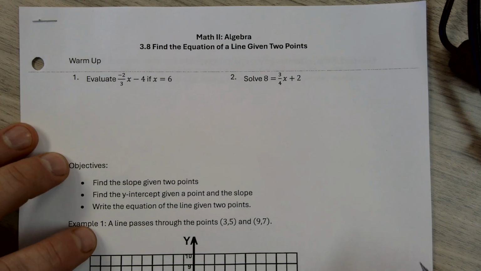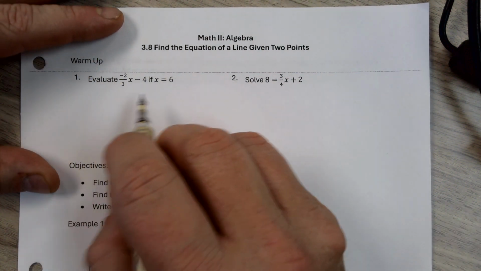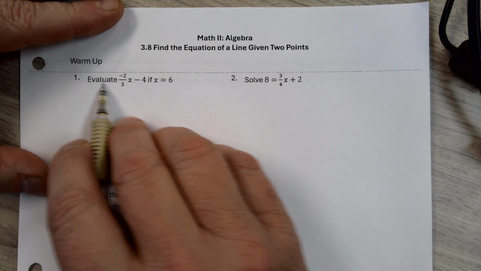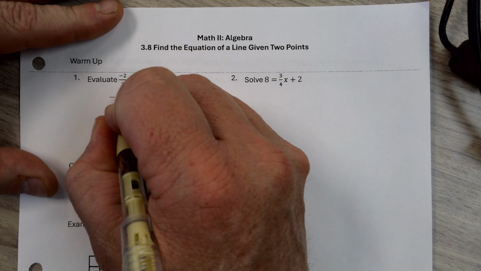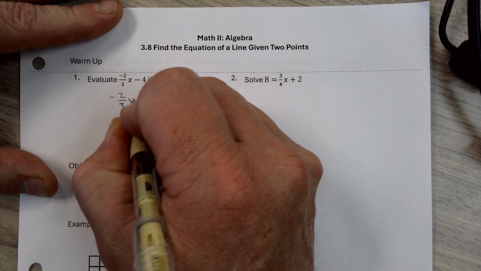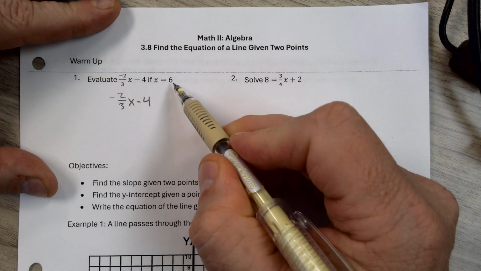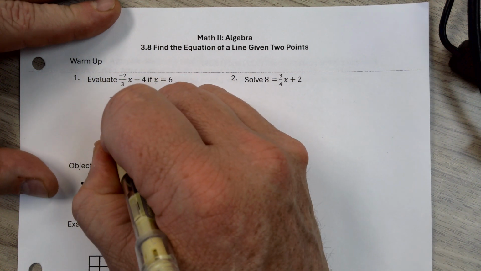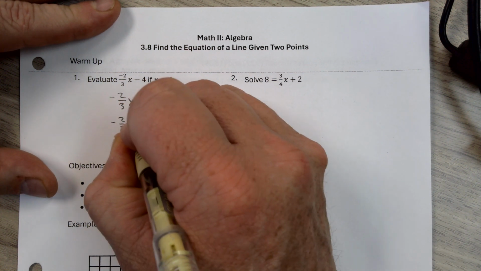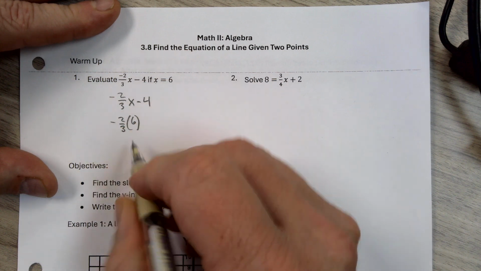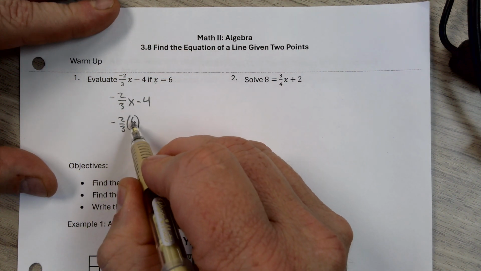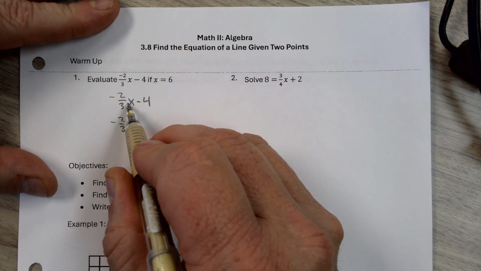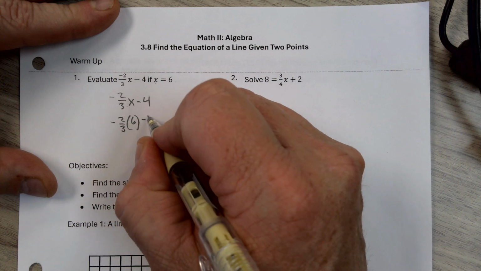see how you did. Alright, so for this first problem here, this is saying to evaluate, so we're going to take this expression of negative 2/3 x minus 4. And it tells us that x is equal to 6. So we're going to replace x with 6. Remember, when we substitute in, you put parentheses around it, especially if it's next to something else.